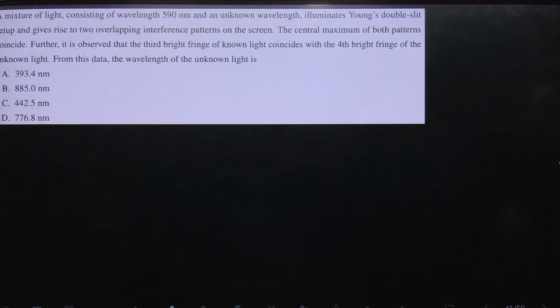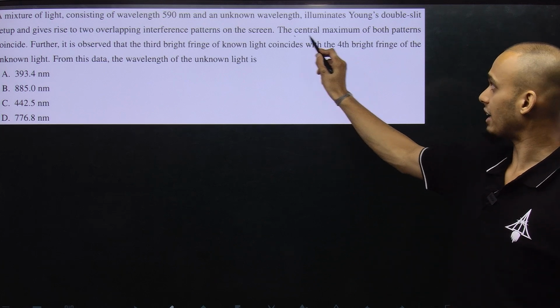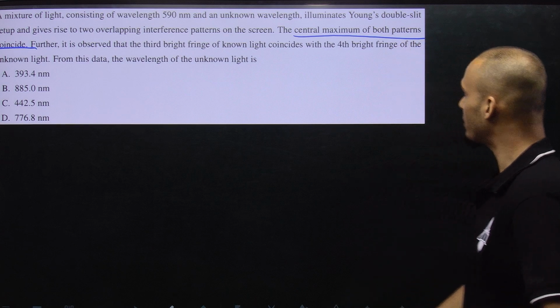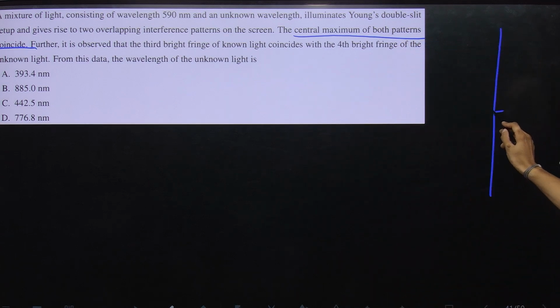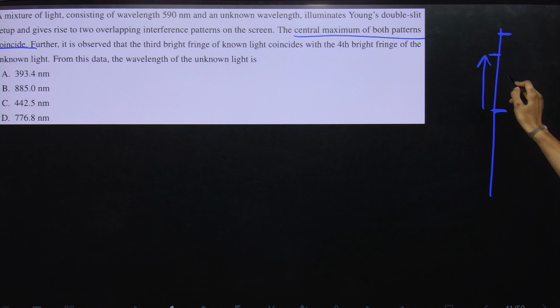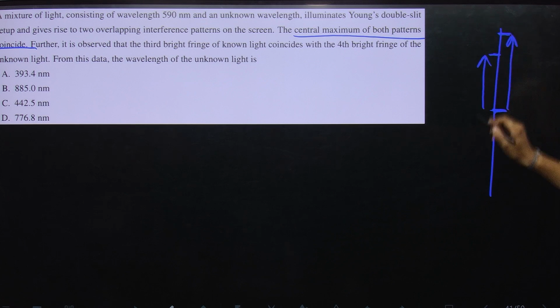Next question. We have a mixture of light in Young's double slit experiment such that the central maximum of both of the wavelengths coincide. That means if the central maximum of both of them is the same, then whenever the fringes of the two wavelengths coincide with each other, the y distance from the center will be the same.